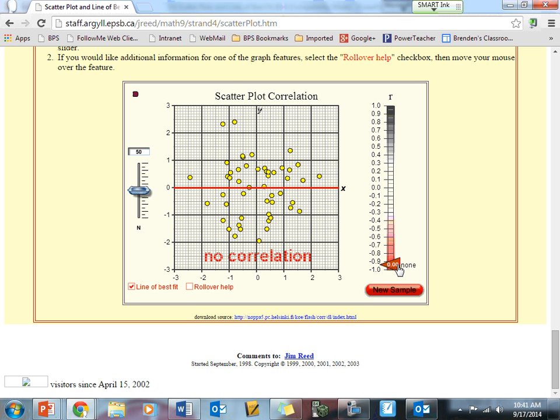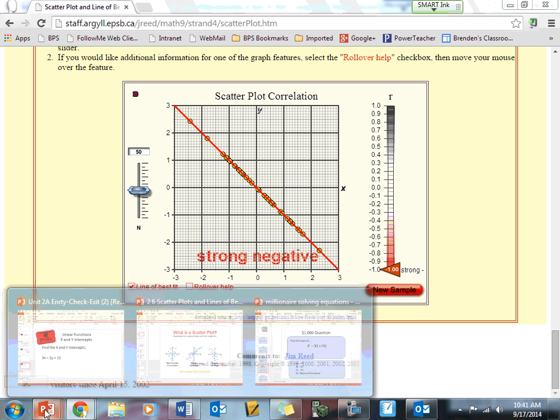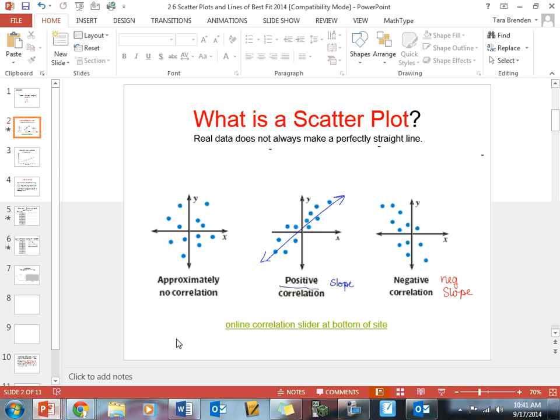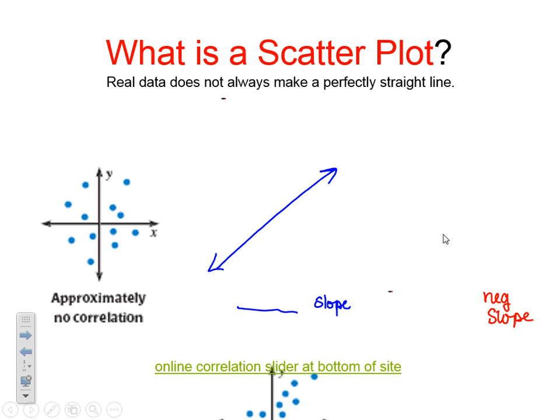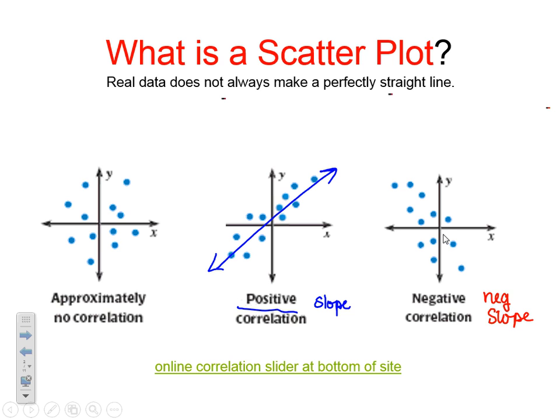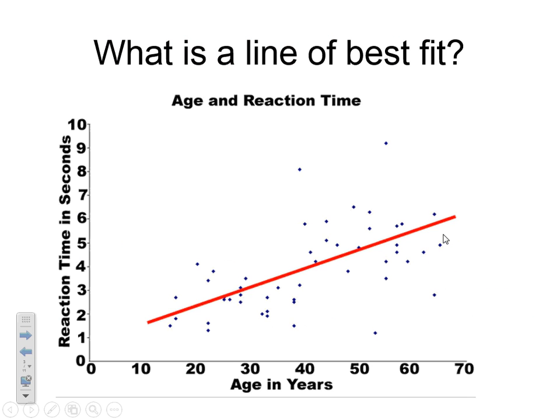And then if we have a negative strong correlation, you can see how those points are trending downwards, but at the same time the points are getting closer and closer to the line until it almost makes a perfect line. So this idea is what we're going to focus on today. We are going to focus on scatter plots and drawing lines of best fit, just like you do in your science class.